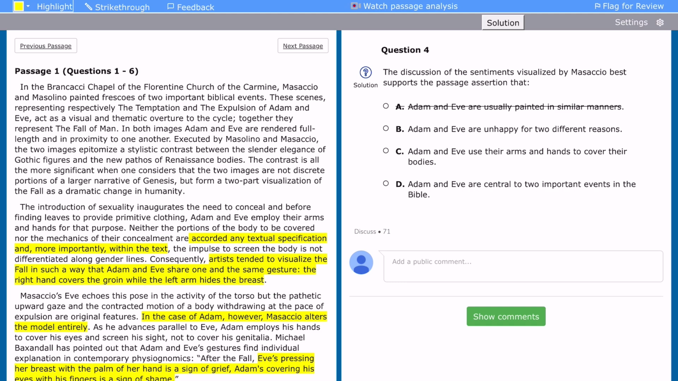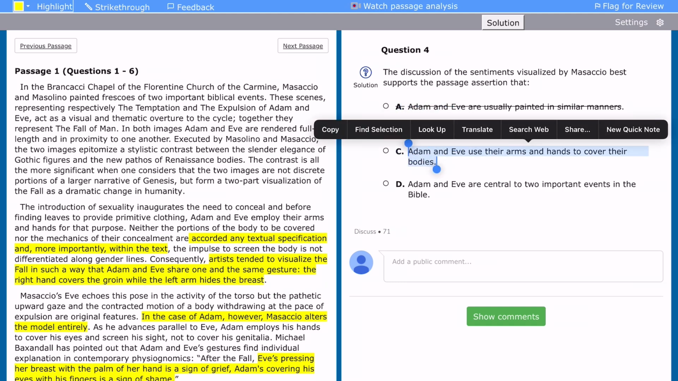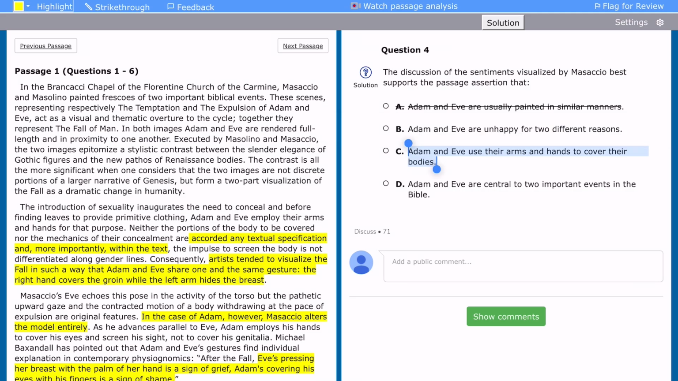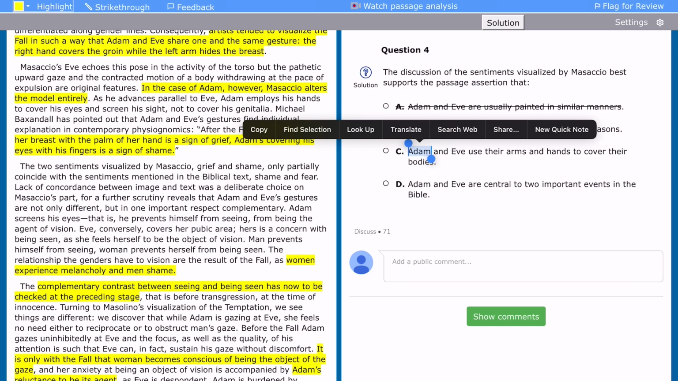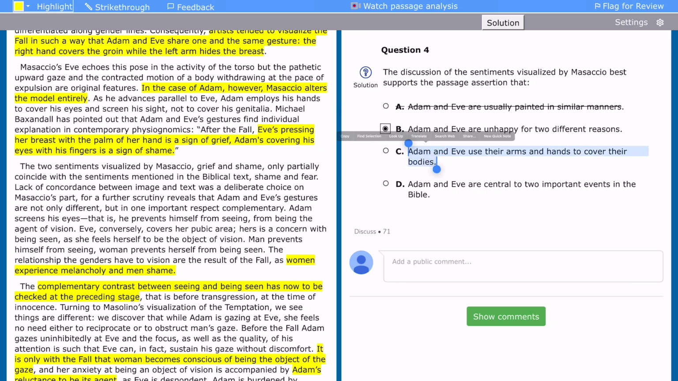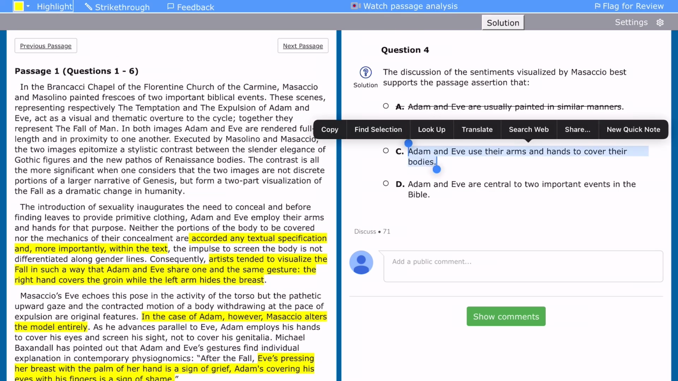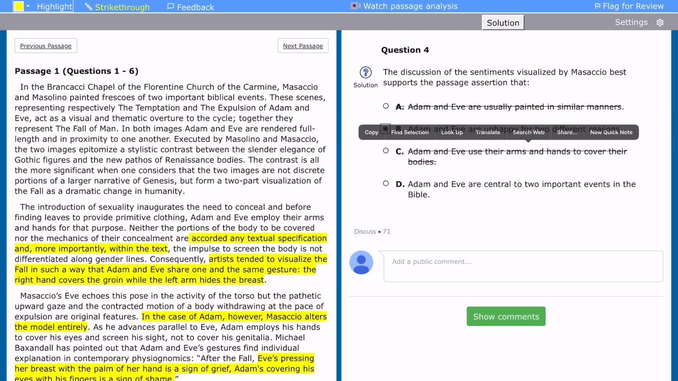C, Adam and Eve use their arms to cover their bodies. Actually, let's go through B first. Adam and Eve are unhappy for 2 different reasons. This already sounds like the best answer because it describes what they explain to us at the end, but let's keep moving forward. Adam and Eve use their arms and hands to cover their bodies. Although this is true, and they talk about it in a couple different places, we have no proof that this is the main idea of this passage. This isn't the assertion best supported by the discussion of sentiments. This just happens to be true.